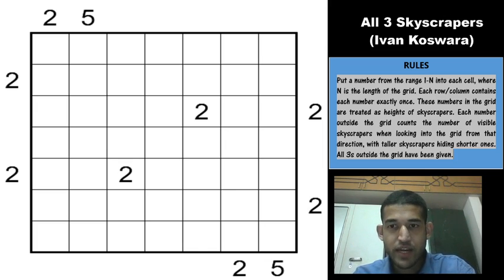And also the additional restriction is that all possible clues outside the grid which are 3 in value are given already. So that's what the last line says. All 3's outside the grid have been given. So in this particular puzzle, you can see that there is no 3 outside the grid, which means that you can never see 3 buildings from any of the directions. For example, if you take this direction and look from this direction, you can never see 3 buildings in this direction. So these are the rules.